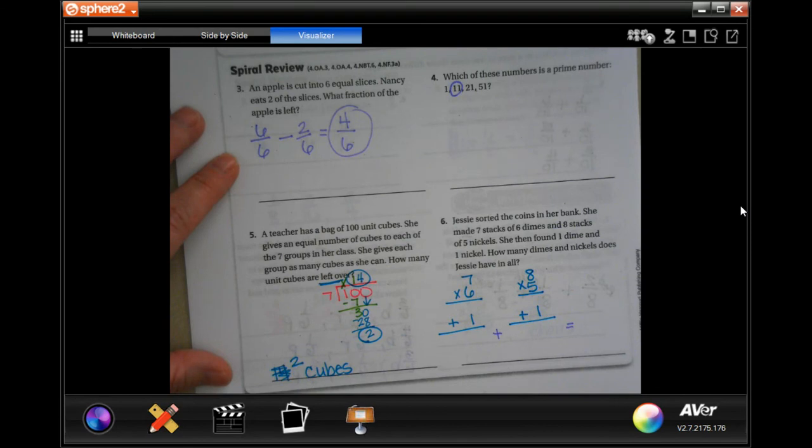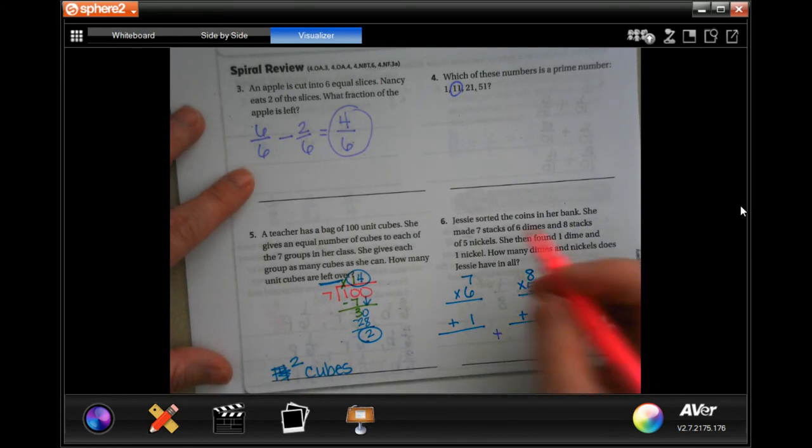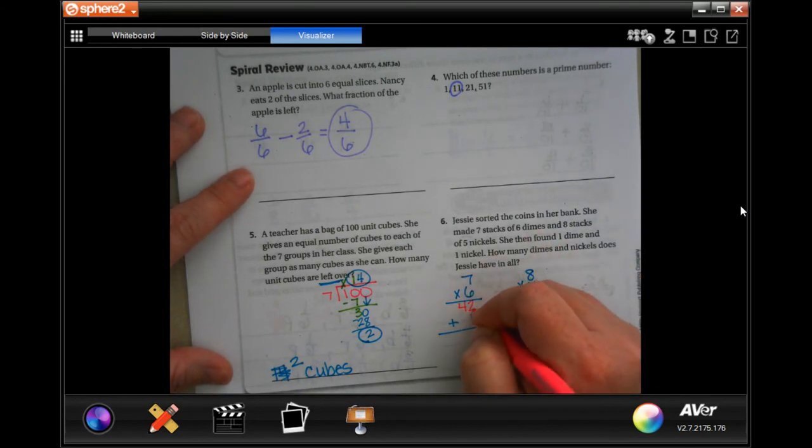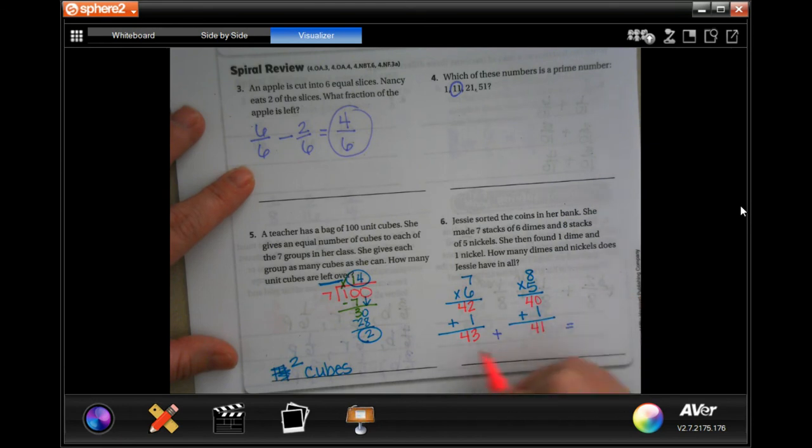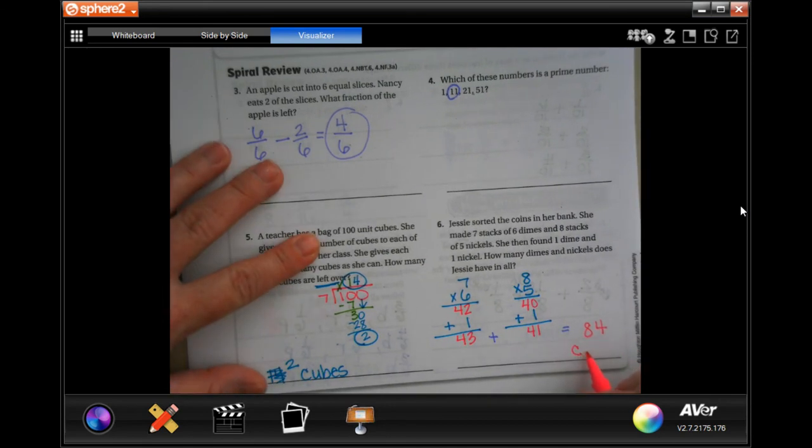together. Okay? So 7 times 6 is 42, plus 1 would be 43. 8 times 5 is 40, plus 1 would be 41. Okay, 1 plus 3 is 4, and 4 plus 4 is 8. 84 coins.